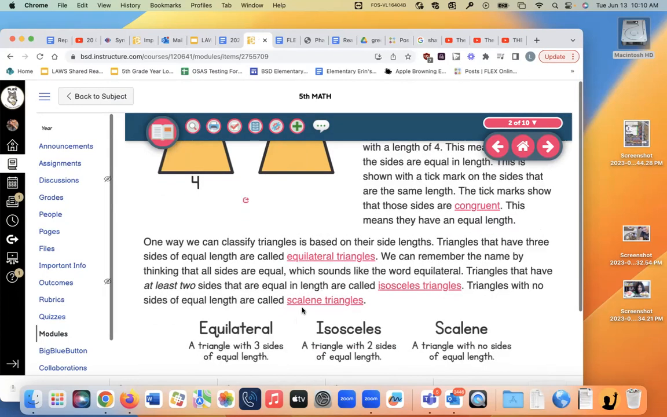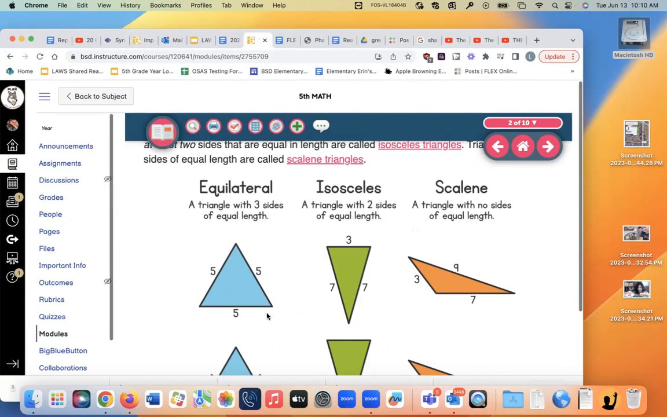One way we can classify triangles is based on their side lengths. Triangles that have 3 sides of equal length are called equilateral triangles. It means they are exactly the same on all 3 sides. Equilateral. Everybody say equilateral. It means all 3 sides are equal, all the same sides, all the same angles.